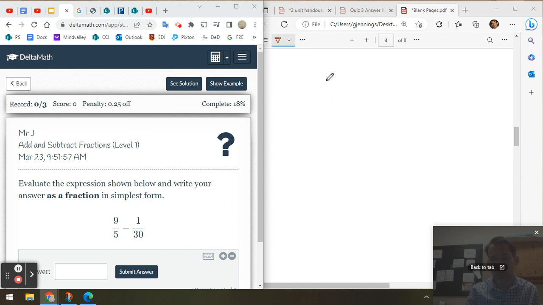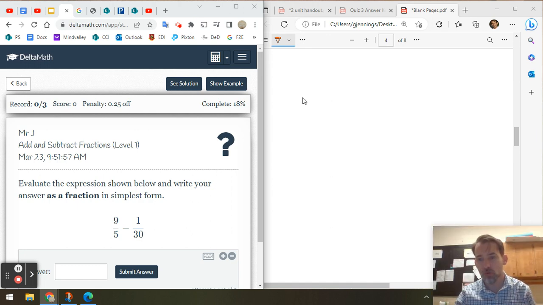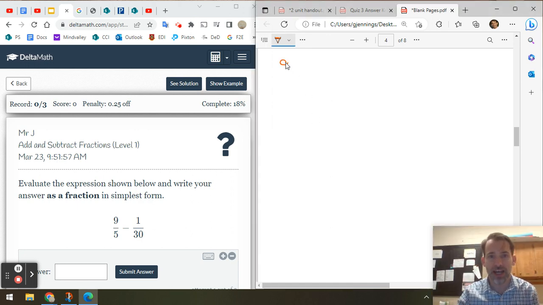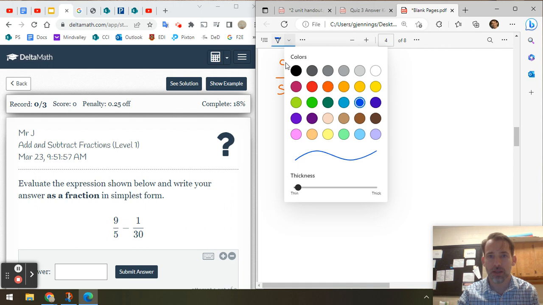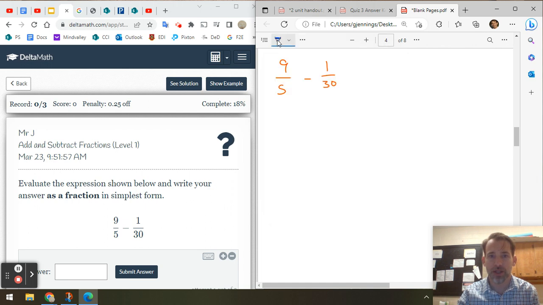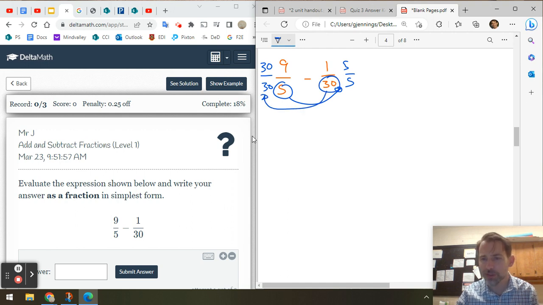You need to be able to have both of these fractions over the same thing. So if I have 9 over 5 minus 1 over 30, there's a hard way to do it and an easy way. The hard way is to multiply over here, top and bottom, this is annoying, top and bottom by 30. And over here, top and bottom by 5. I just take this number, multiply top and bottom over there, and this number, multiply top and bottom over there, and then reduce my answer.